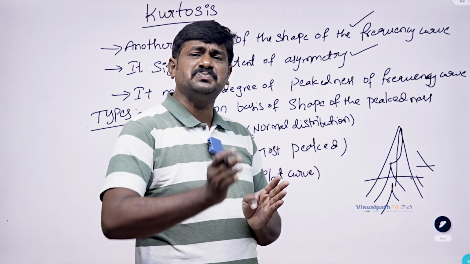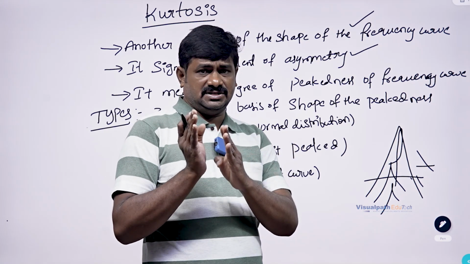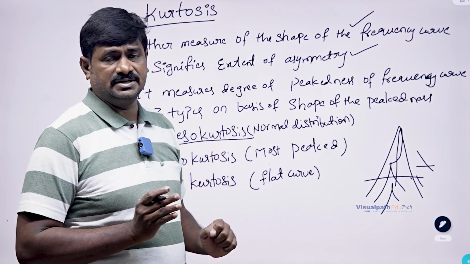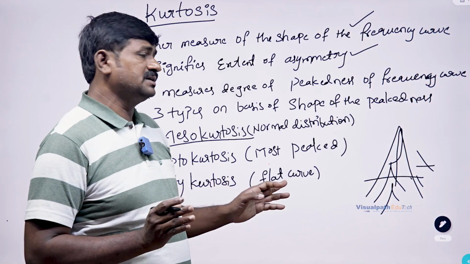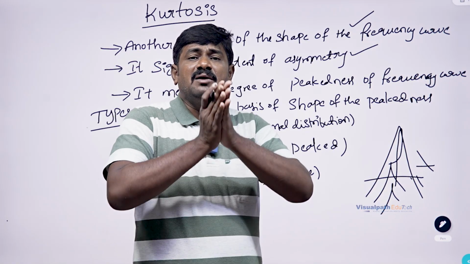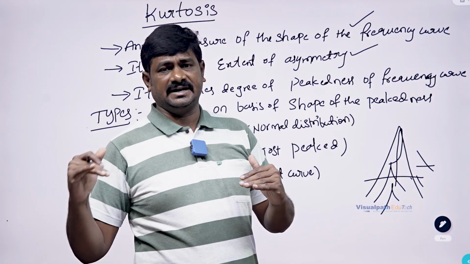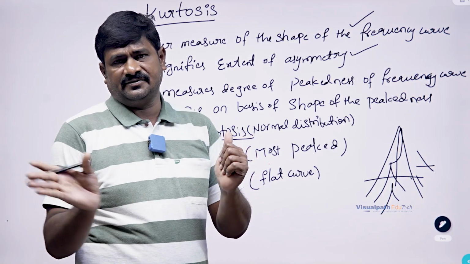It is very much peaked compared to the normal distribution. So that is leptokurtosis. Next one is platykurtosis. Platykurtosis is nothing but almost flatter with the axis. So it is very much flat. It is a very flat curve.